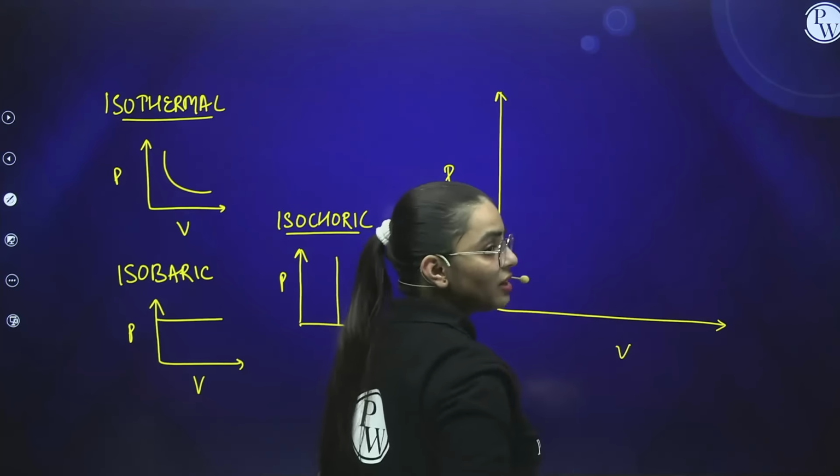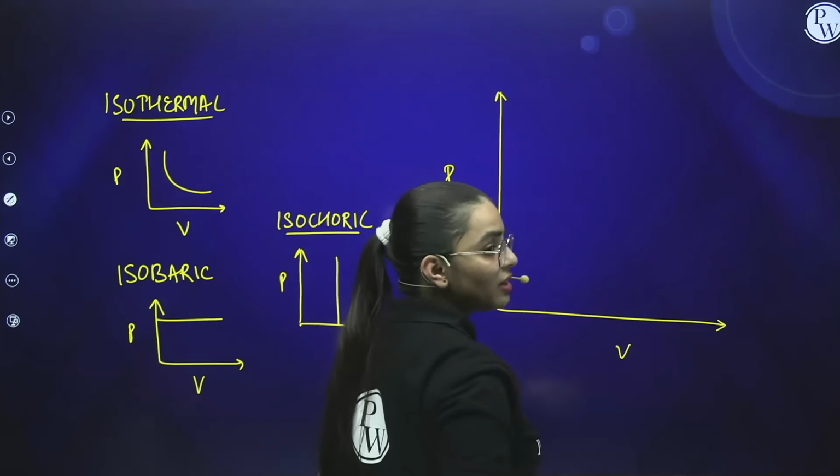Why? Because we know that according to the isothermal process, Boyle's law is being followed, which is equivalent to P1 V1 is equal to P2 V2. So when we replace V2 by V1, it comes out to be P1 by P2, not P2 by P1. So this is the basic thing that you need to keep in your mind.